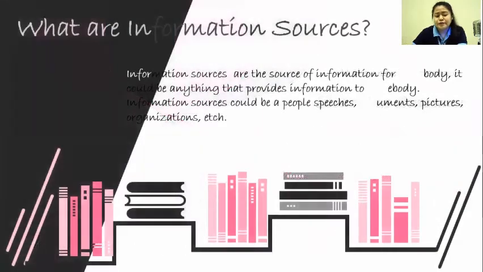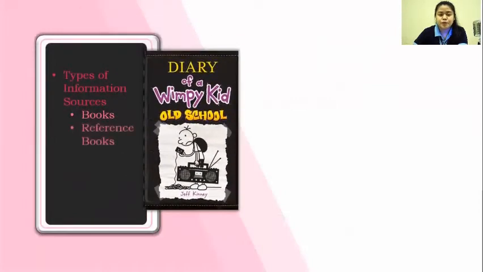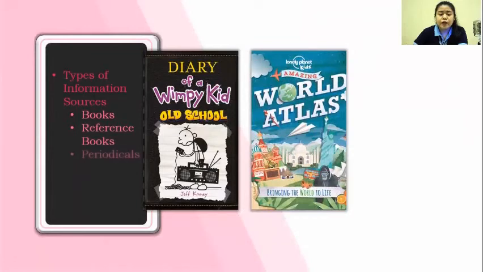So bago po ang lahat, ano nga ba yung information sources? Information sources are the source of information for somebody. It could be anything that provides information to somebody. Information sources could be people's speeches, documents, pictures, organizations, or etc. So, ito po yung types ng information sources na makikita natin sa library. We have books, reference books, and periodicals.